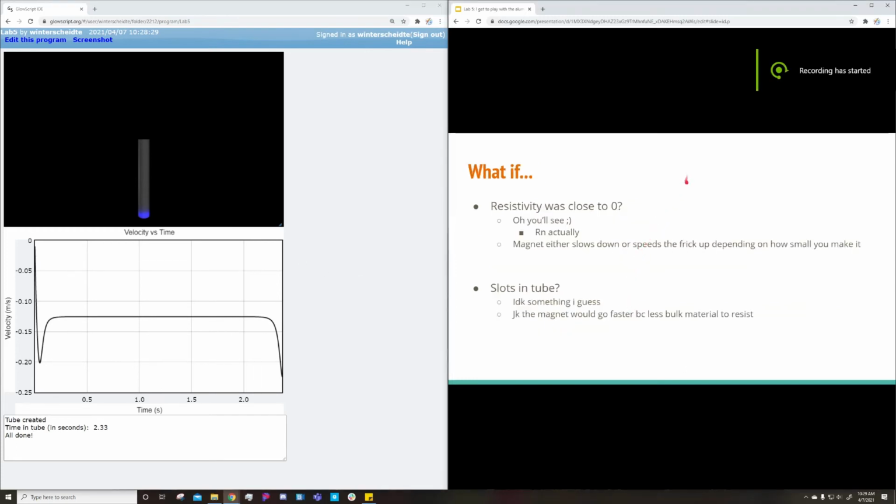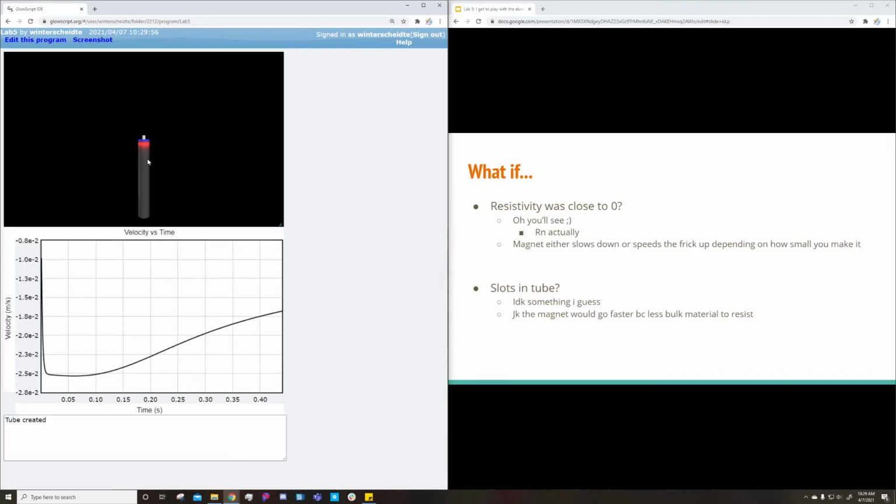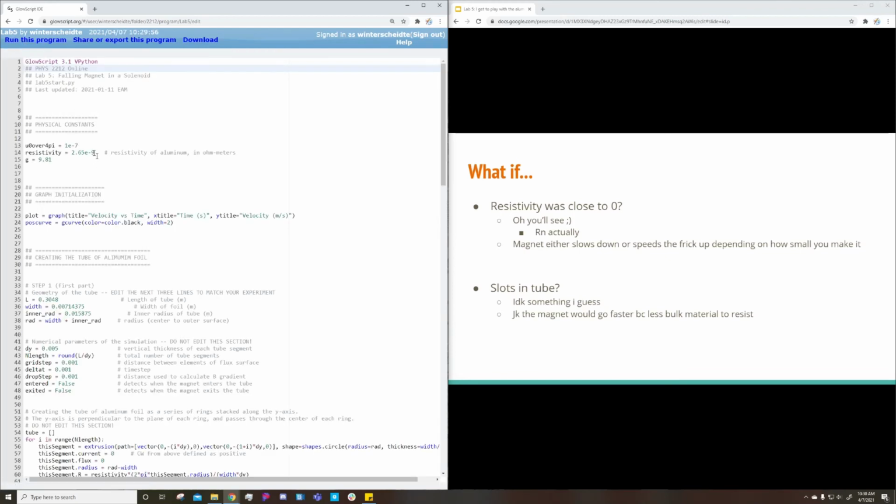So now we come to the what ifs. What if the resistivity was close to 0? And so we can do that right here. So this is the initial resistivity. It's to the power of 10 to the negative 8th. So let's just change that to 10 to the negative 9th, and we can see it moves a lot slower. I'm not going to let that run, but it just moves a lot slower.